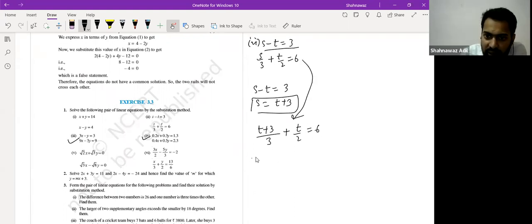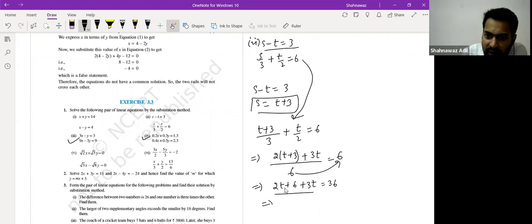So this is what? Taking the LCM, 3, 2 LCM is 6. So 2 times t plus 3, plus 3t, by 6 is 6. So this is what? 2t plus 6 plus 3t by 6. This goes here. So this is 36. And 2t plus 3t, so this is 5t equals to 36 minus 6. So 5t is 30. t is what? 6.